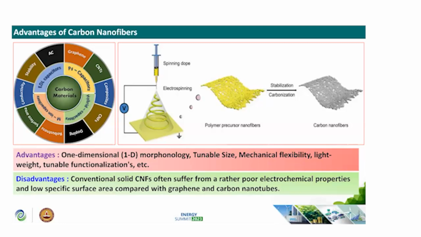Among these carbon nanomaterials, carbon nanofibers are a special class of material and of much interest in energy, environment, and biomedical applications. The carbon nanofibers are majorly obtained through the electrospinning process. The key advantages of these carbon nanofibers are one-dimensional morphology, tunable size, mechanical flexibility, lightweight, and various functionalities. However, the major demerits of these carbon nanofibers are poor electrochemical property and low specific surface area. Hence, it is difficult to use them for a wide range of applications.